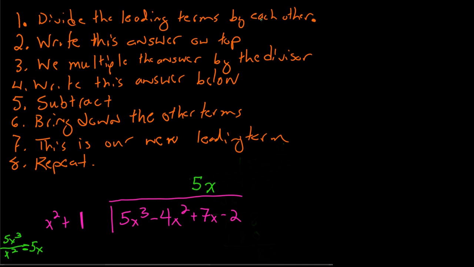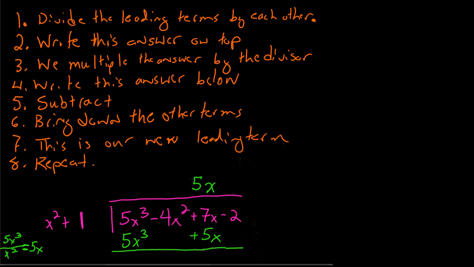Alright, so I divide the leading terms. Did that over here. I'll write this answer on top. Now I want to multiply this answer by the divisor. So 5x times x squared is 5x cubed, and 5x times 1 is positive 5x. And we write this answer below, which is what I did here. Now we're going to subtract. Now I am going to subtract by changing my signs.